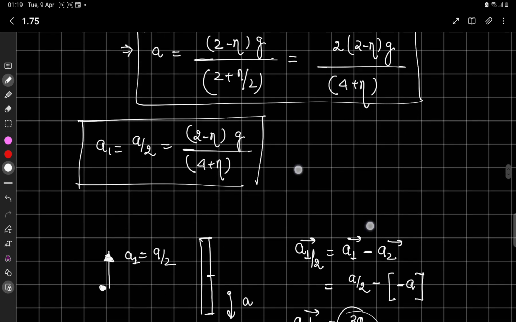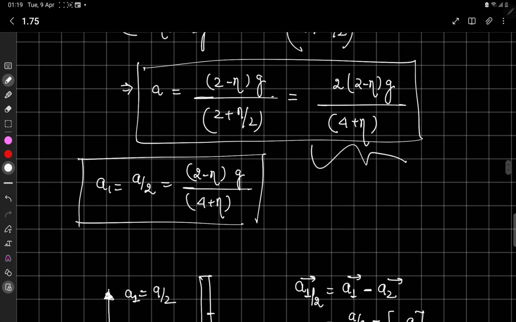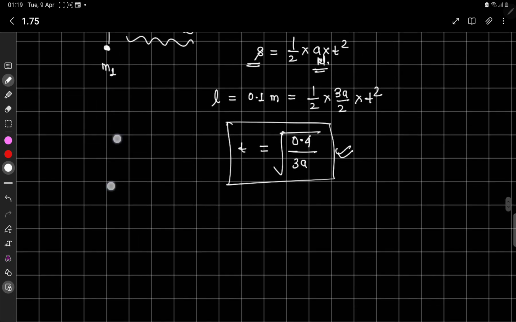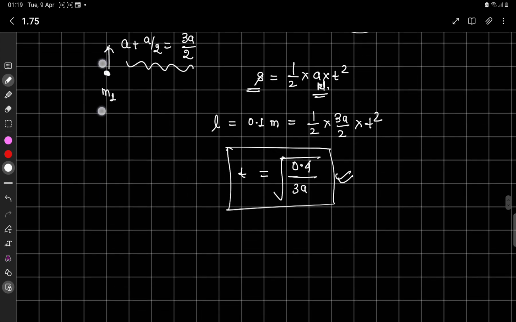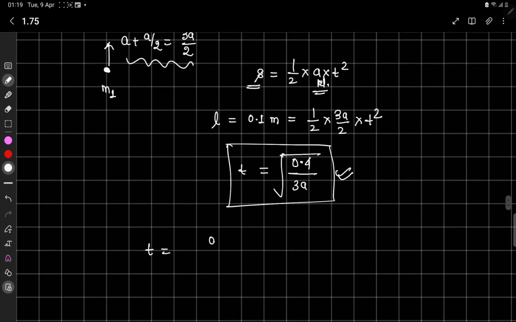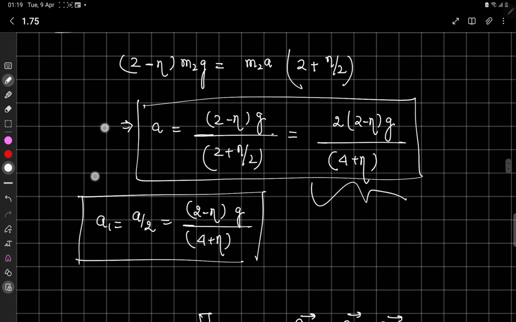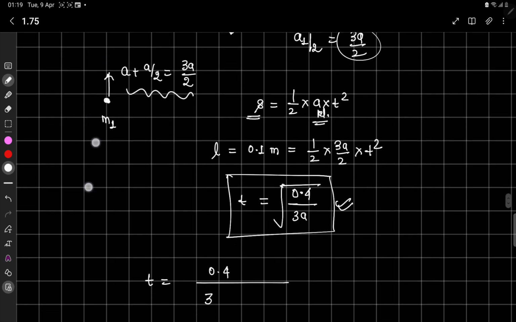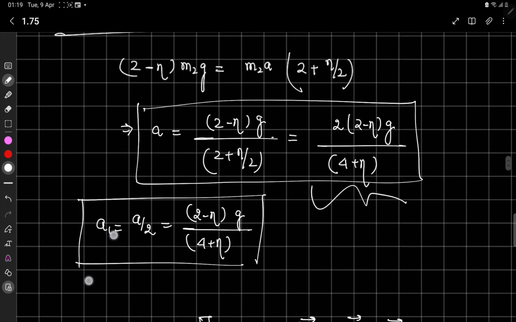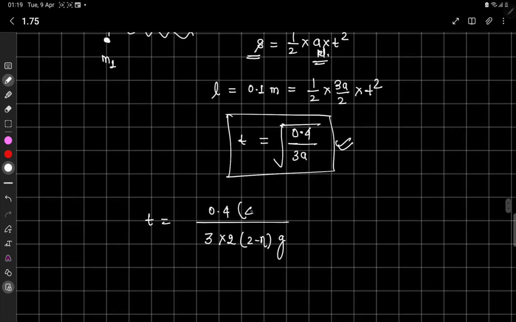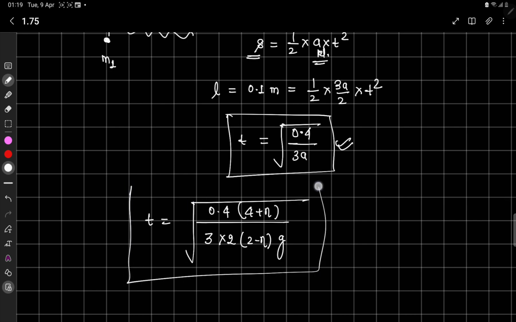We have already found a in these equations, so if we substitute the value here, we get t is equal to the square root of 0.4 times 3, and a is 2 times (2 minus eta) into g, so 2 times (2 minus eta) into g, whole divided by (4 plus eta). So this is the final expression we have.